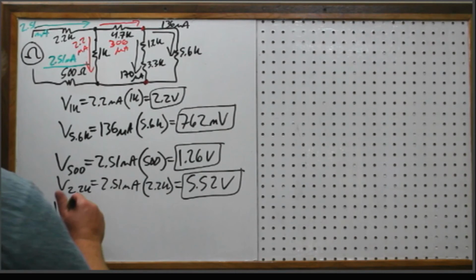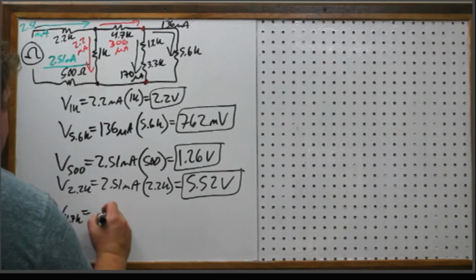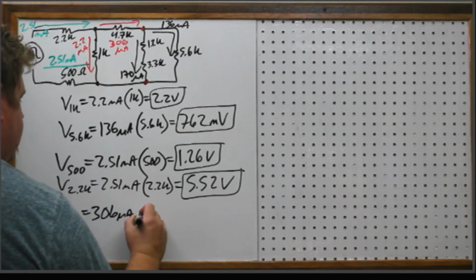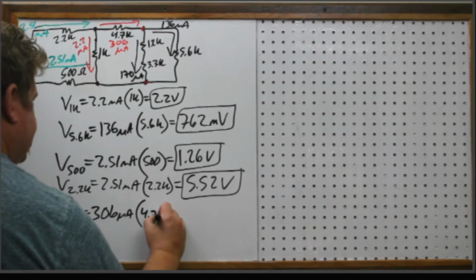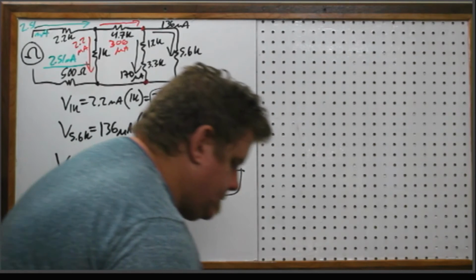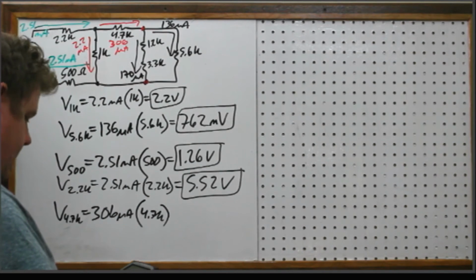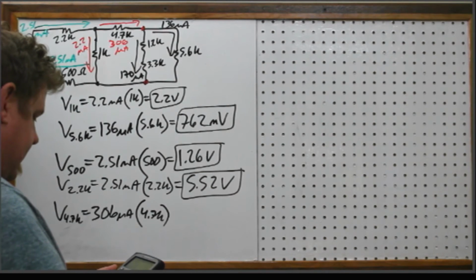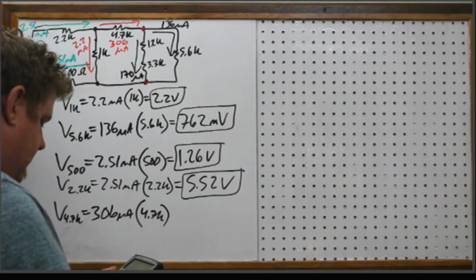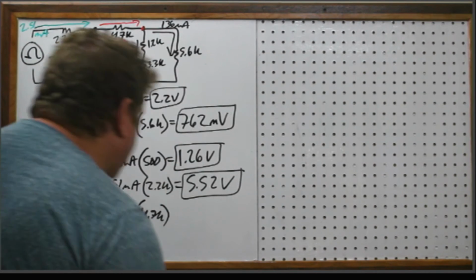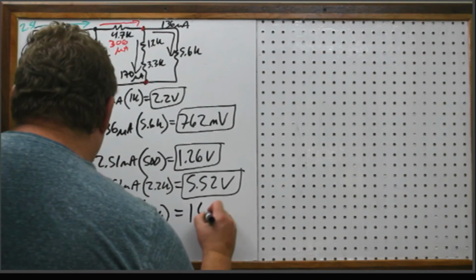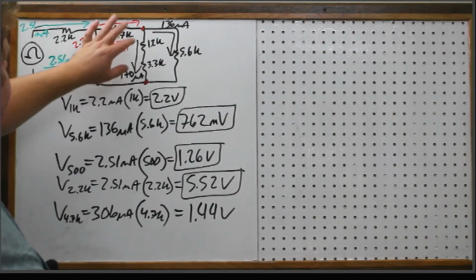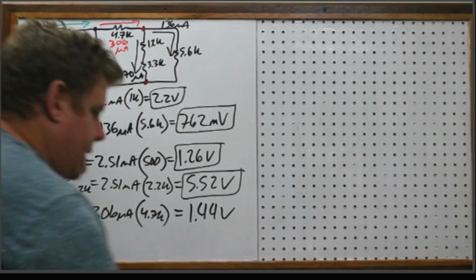Okay, so the voltage of the 4.7K. That one has 306 microamps through it. So 306 microamps, 4.7 kilo ohms. Got to get a tray for up here. 306E-6 times 4.7E3, and I get 1.44 volts. Okay. Now, in terms of what happens here, I'm going to go ahead and erase these.